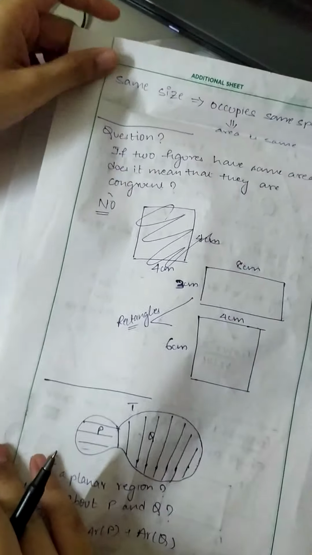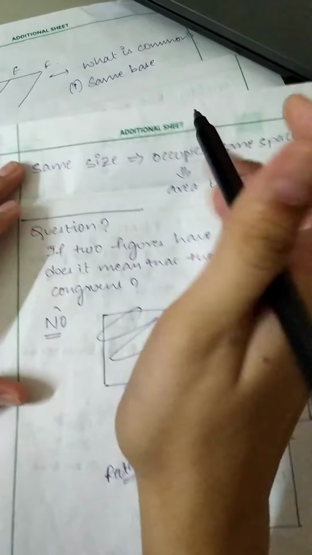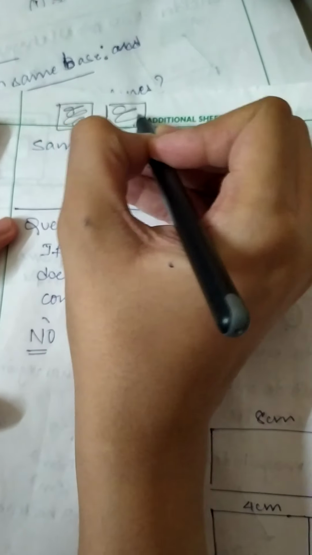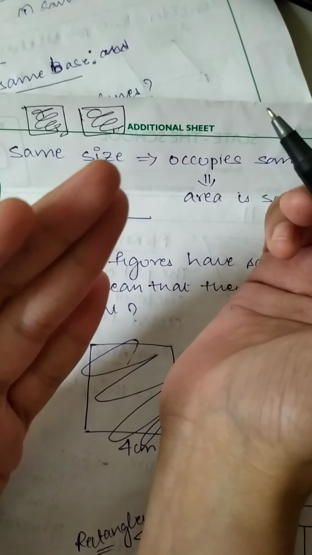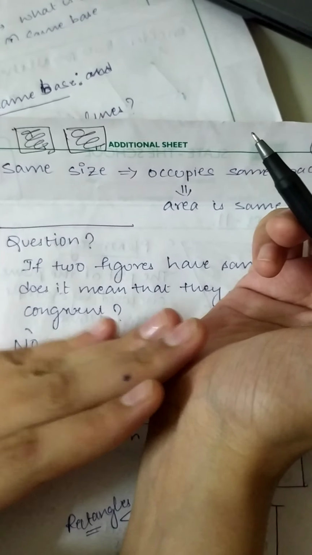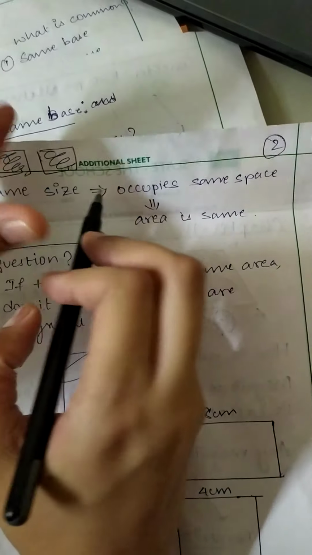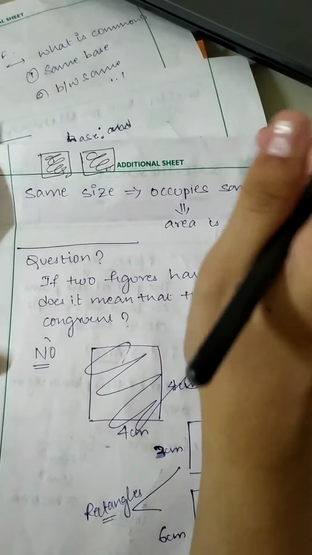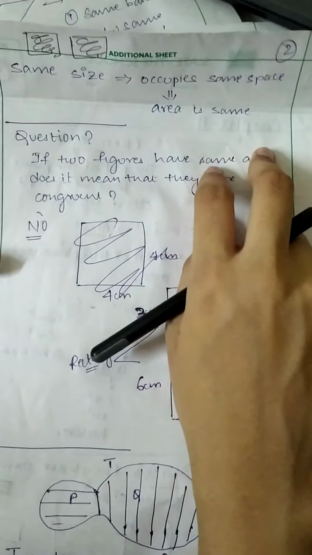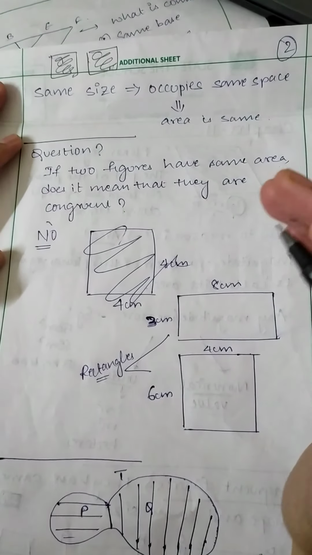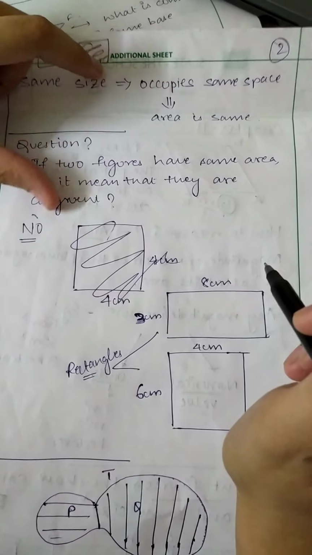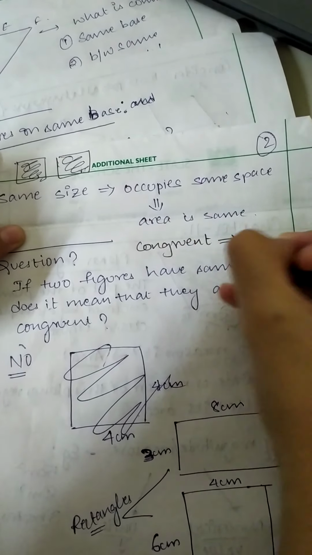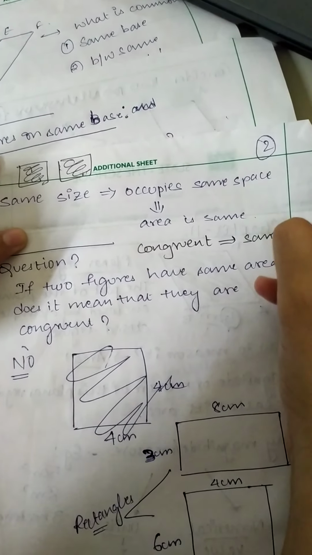Now if they're occupying the same size, what does size mean? Size means area. So they have the same area. Same size means the same space they're occupying, and the amount of space you're occupying is nothing but area. So if two figures are congruent, that means they have the same area. Now, one important question here: congruent means same area, this much we understand.